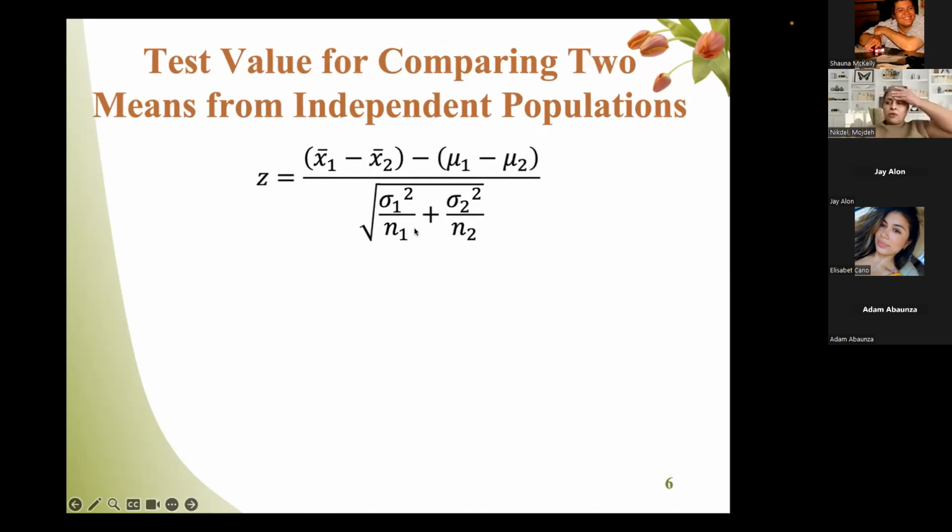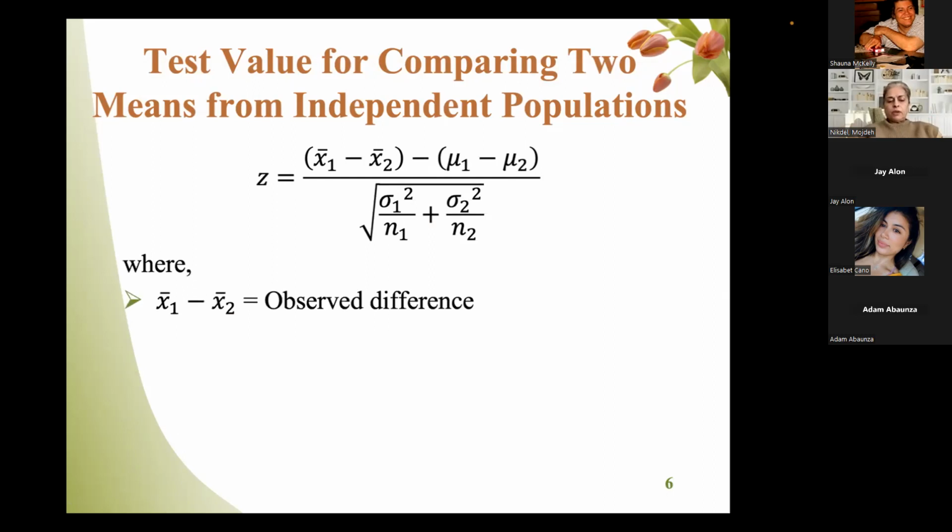This is the test value when you're comparing two means. You do not have to memorize this formula. You do not have to use it because the calculator gives you the value of the Z when we are using the p-value method. So don't worry about this slide. We're going to get the value of Z from our calculator. X1 bar minus X2 bar is the observed difference. Mu1 minus mu2 is always equal to 0. That's the expected difference. You see it in the null sentence.